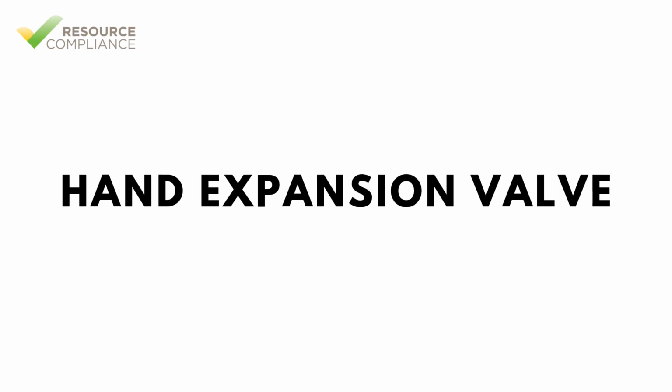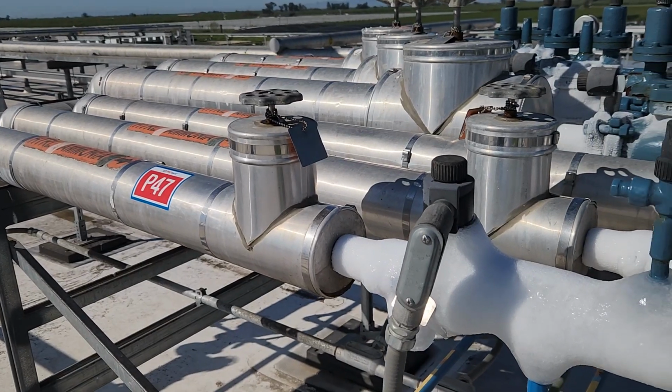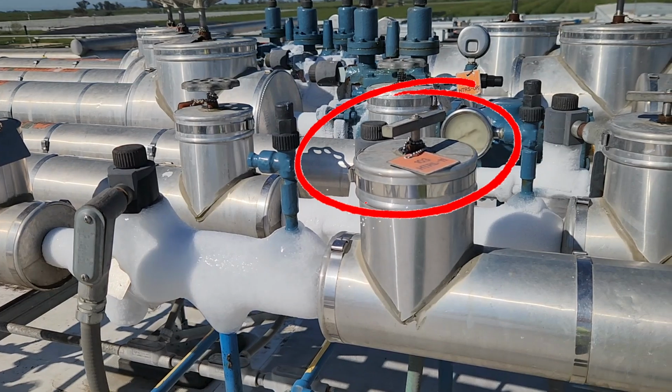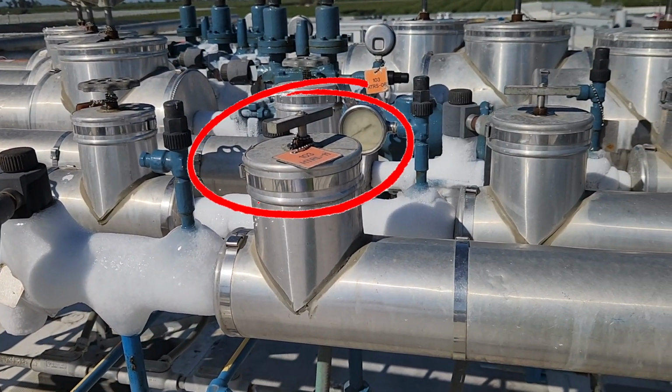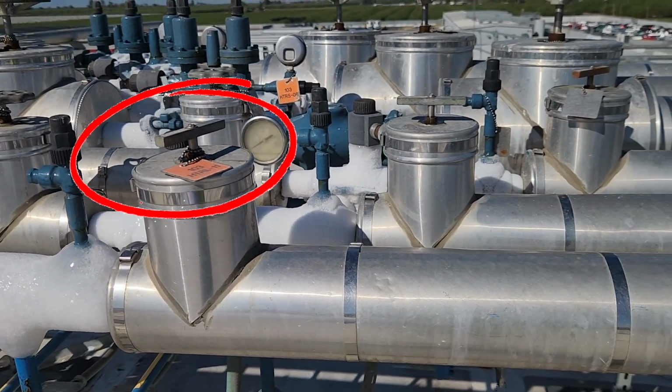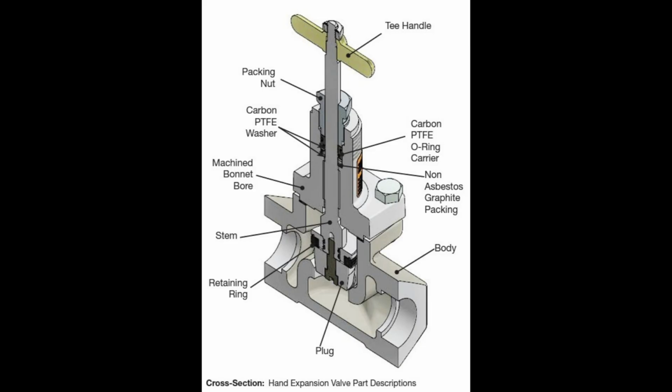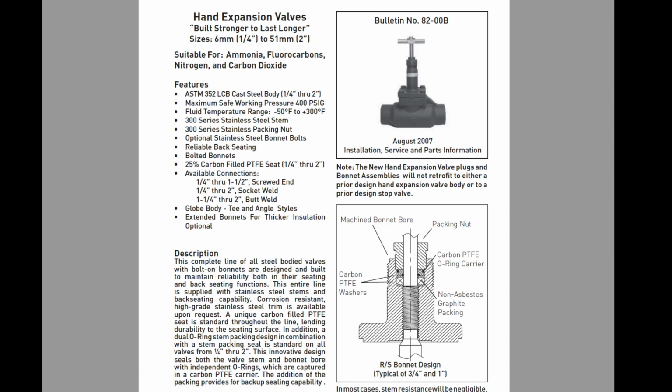A hand expansion valve is a type of expansion device used in refrigeration systems to manually control the flow of refrigerant into the evaporator. Unlike automatic or electronic expansion devices, a hand expansion device requires manual adjustment by an operator to regulate the amount of refrigerant entering the evaporator, making it a simple and cost-effective option for systems where constant supervision is available or load conditions are stable.